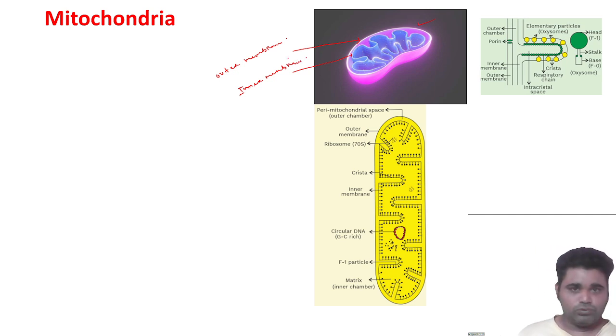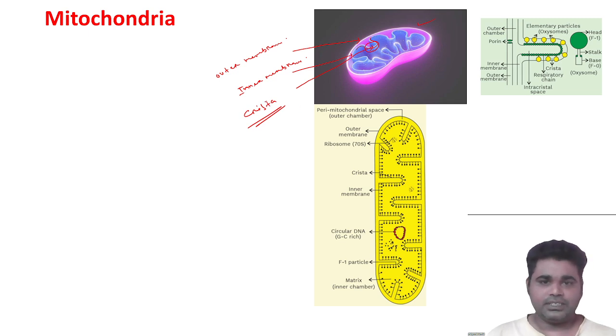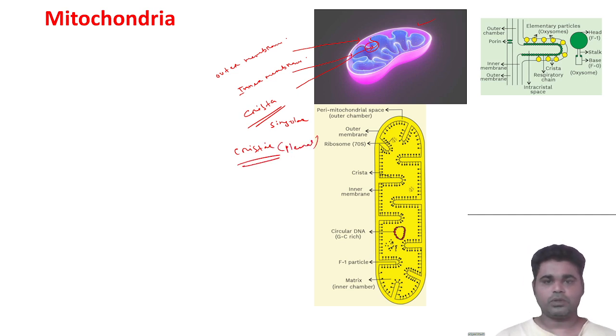The outer membrane is smooth, that means it is present straight, but the inner membrane forms an infolding, or it moves inside, and this infolding structure is called crista. Crista. Please note, crista is the singular term. If we say more than one crista, then it is called cristae, and cristae is the plural term. So what is the crista? Crista is simply the infolded structure of the inner membrane.